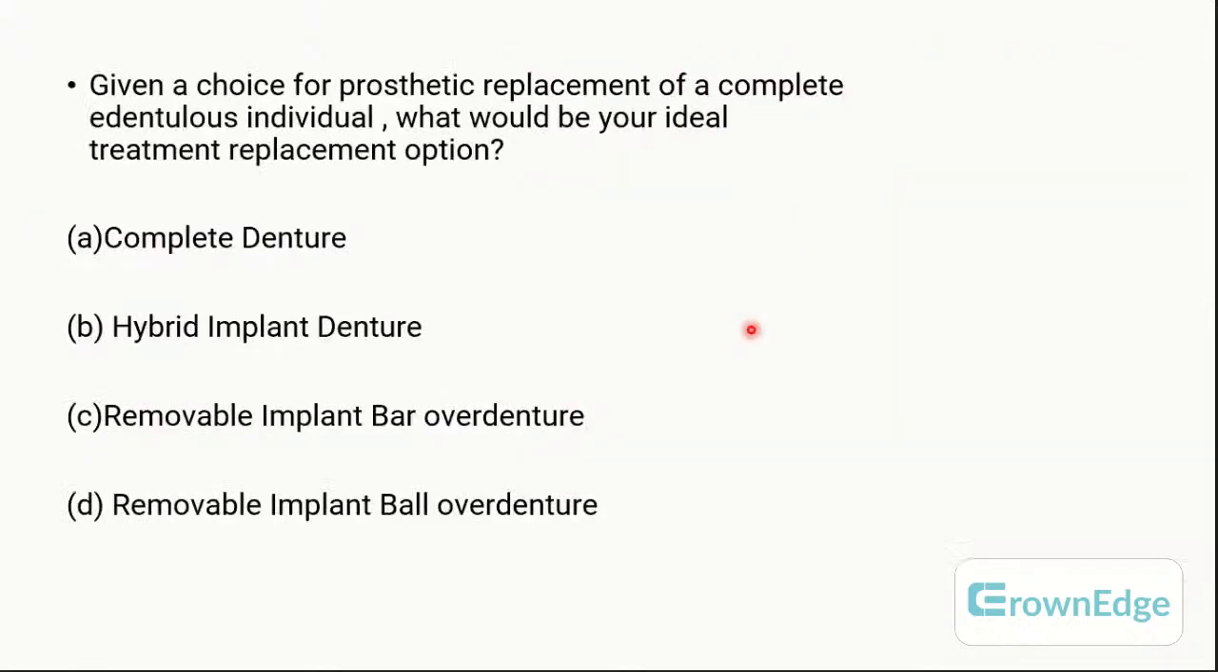Okay, so a small discussion which I also wanted to cover. Given a choice for a prosthetic replacement of a completely edentulous individual, what would be your ideal treatment option? A complete denture, a hybrid implant denture, a removable implant bar overdenture, or a removable implant ball overdenture. When I say ball overdenture, I'm talking about RP5. When I say bar overdenture, I'm talking mainly about RP4. Hybrid implant is mainly your FP3, or is it your normal complete denture? What would be your option to replace a completely edentulous individual? What do you think?